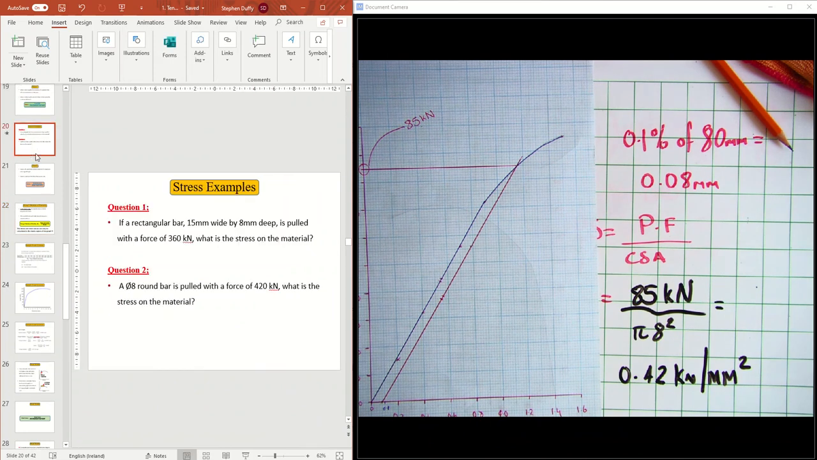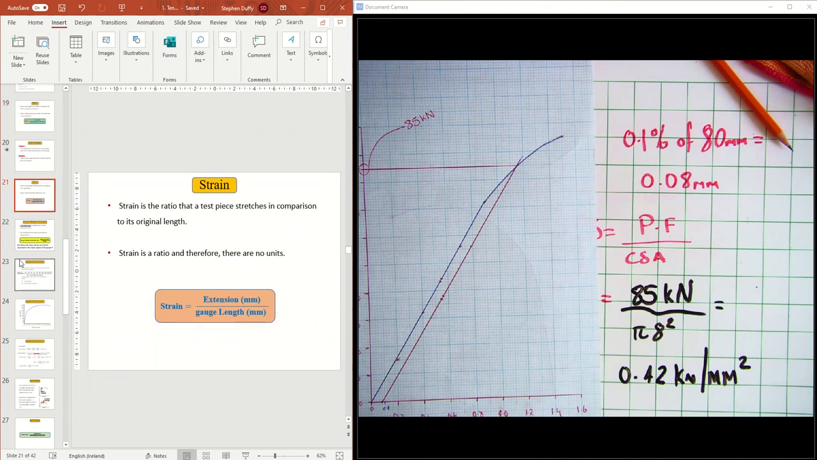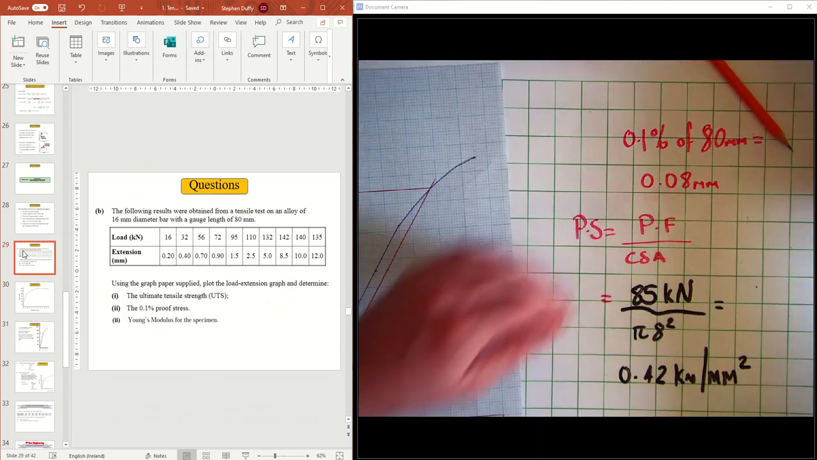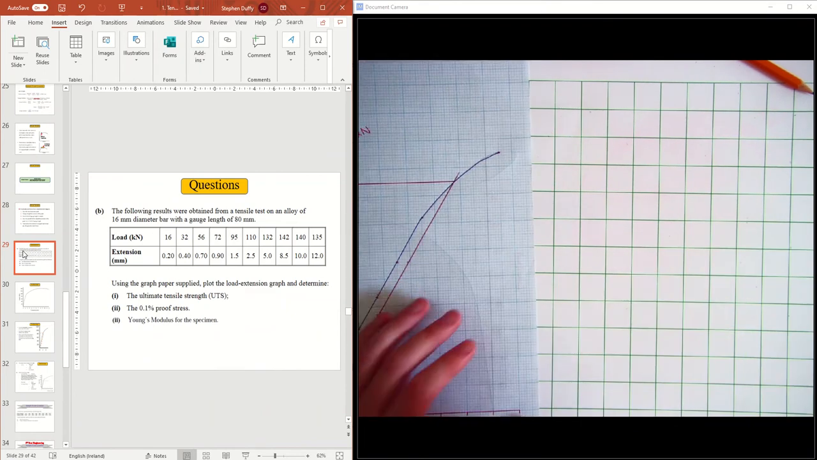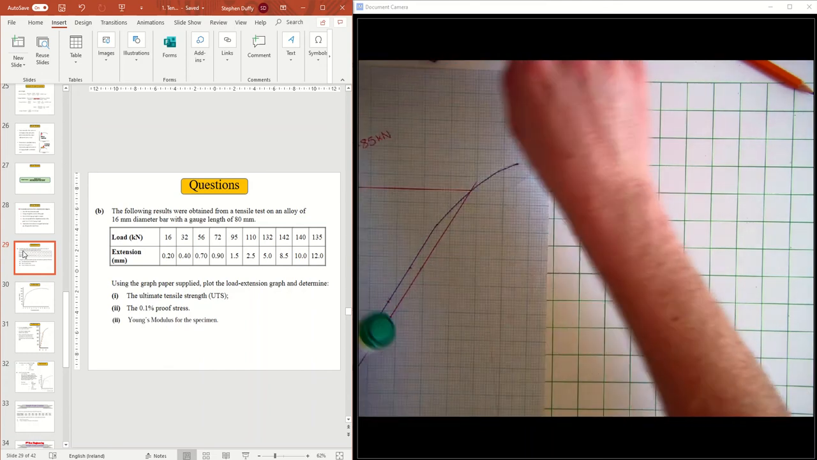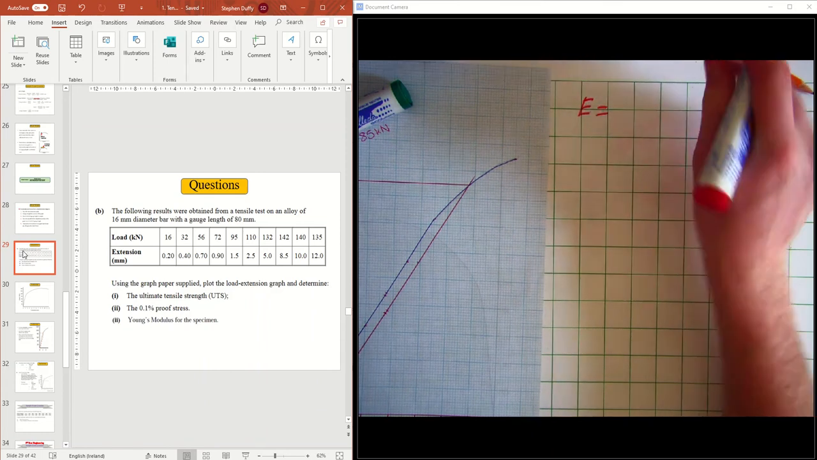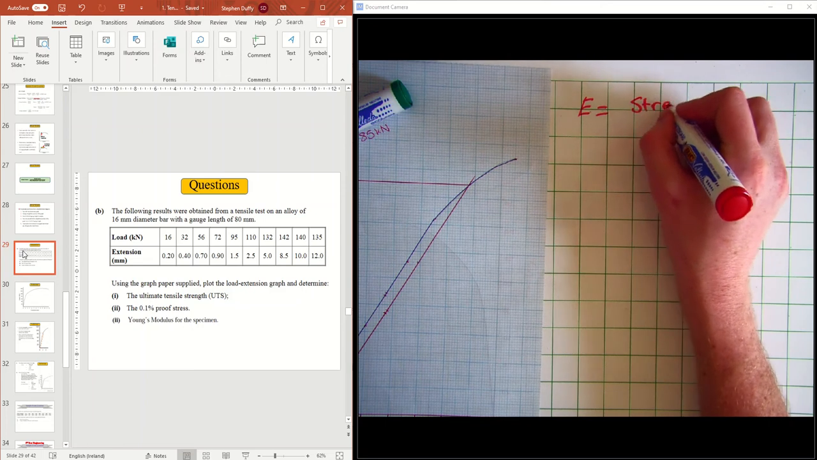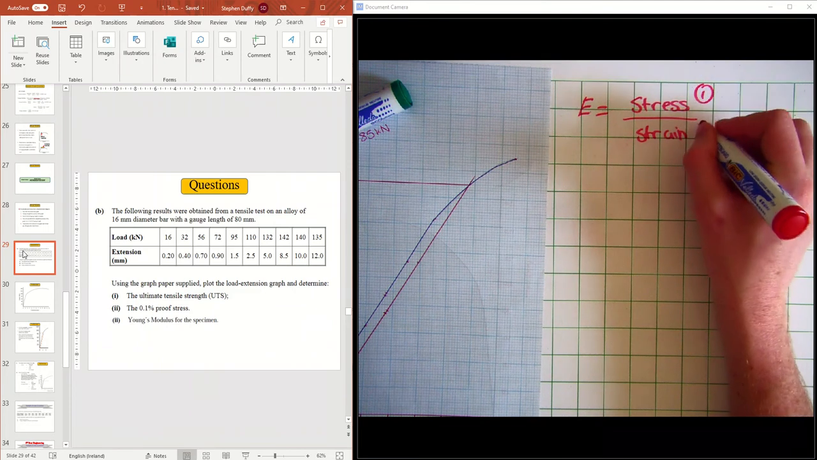Now what's the formula for stress? The formula for stress is load divided by cross-sectional area. The formula for strain is extension over the original length. So bringing it back to our question here, we want to find the Young's modulus. The Young's modulus is denoted sometimes by just the simple letter E, for elasticity, so E equals stress over strain. So this is 1, this is 2.